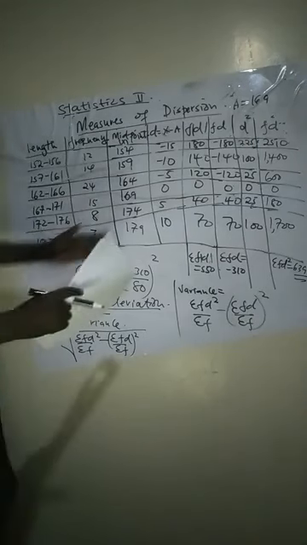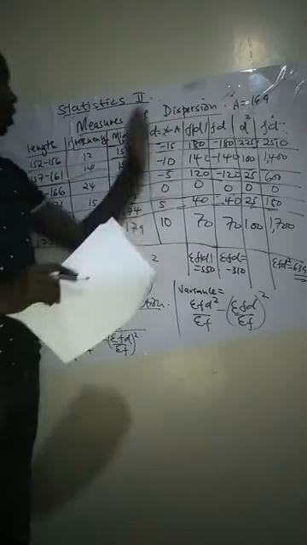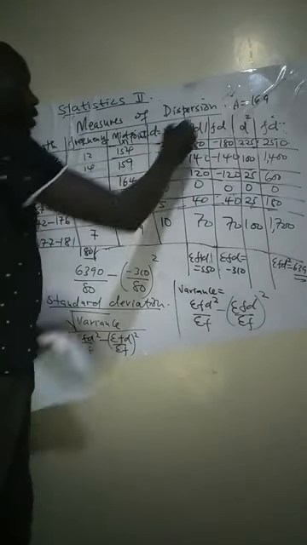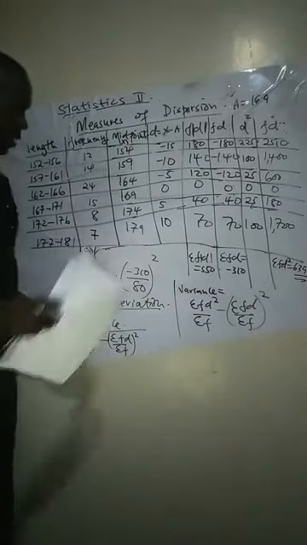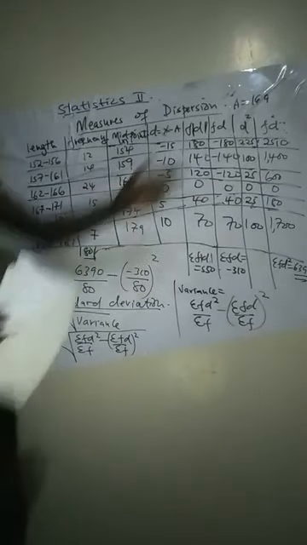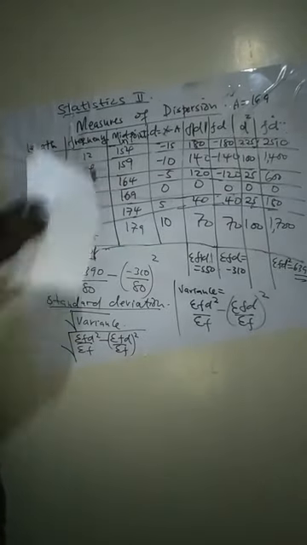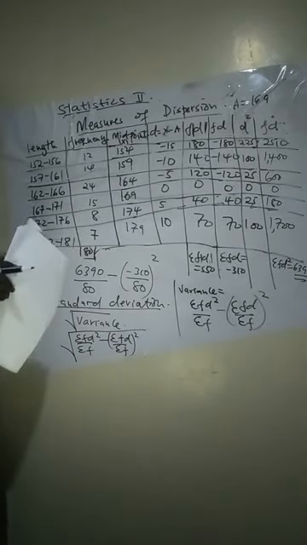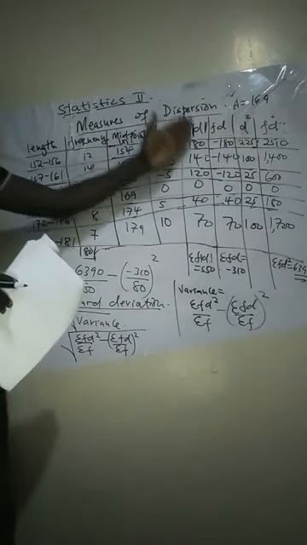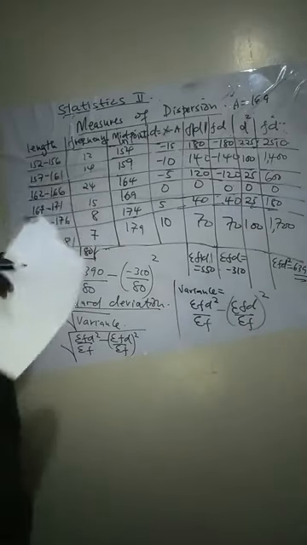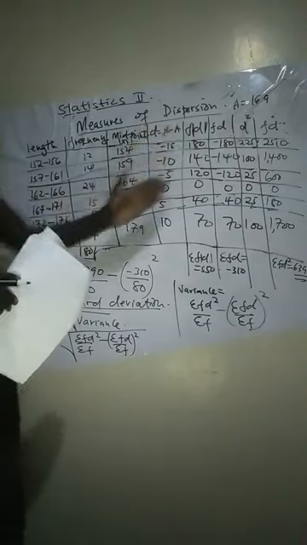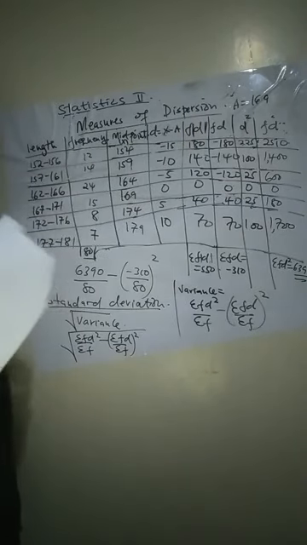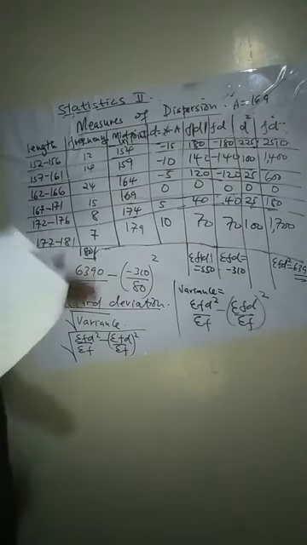But for mean absolute deviation, you just ignore the negative sign, find FD absolute here. Then add and use the formula, summation of FD over the summation of F. That gives you the mean absolute deviation. Variance handles this issue of the negative sign by squaring. When you square, that negative sign is eliminated. So take note of the formulas.